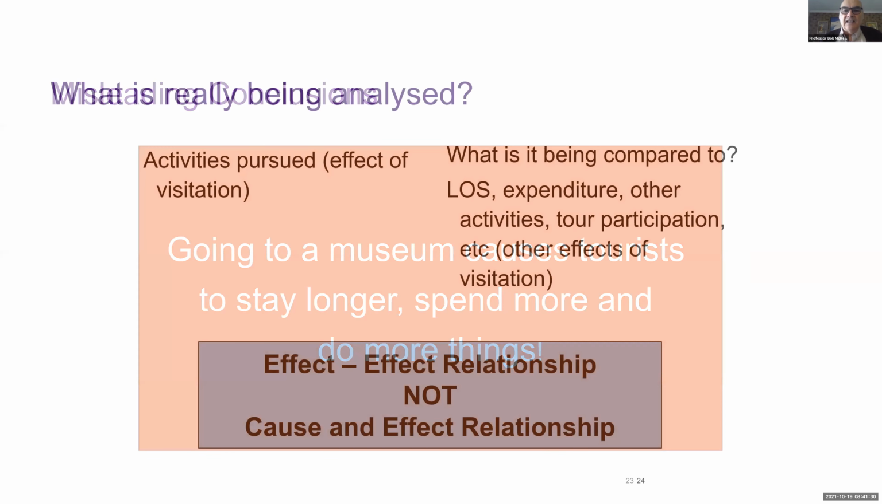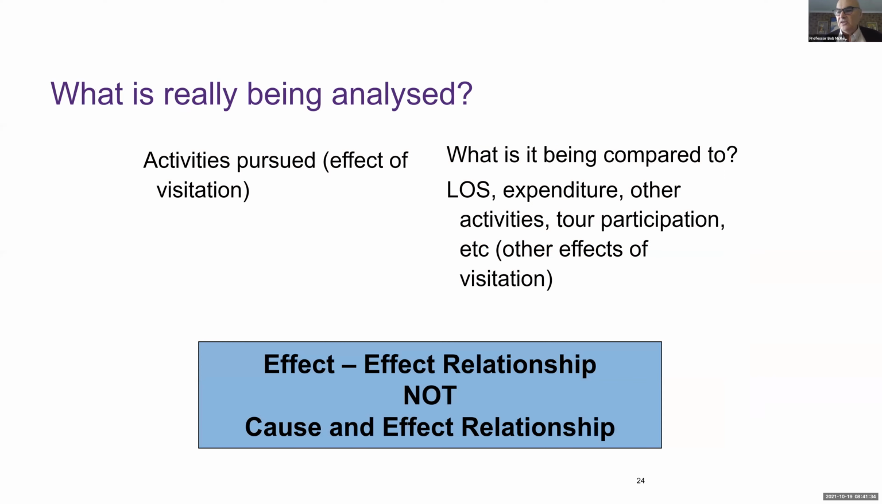But what's really being analyzed is not a cause and effect relationship. What's really being analyzed is an effect and effect relationship. So the activities pursued are one effect of visitation. Another effect of visitation is how much are you spending, how long are you staying, what activities are you engaging in, have you bought a local day tour, etc. You cannot show a causal relationship by analyzing the activities pursued in a destination against a whole range of other activities. And yet this is being done, and it's being done continually.